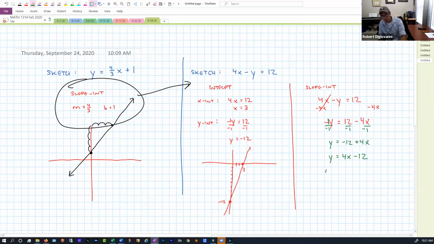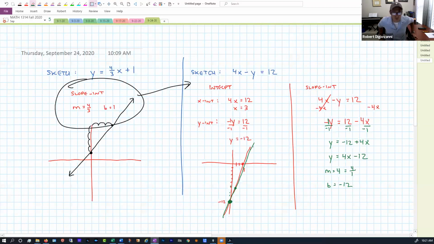And so your slope is 4, which is the same as 4 over 1, so rise over run, and your y-intercept is negative 12. So what you do is you go to your graph. I'm going to just use the same graph here. I go down 12, that's my y-intercept, and then I go up 4, 1, 2, 3, 4, and over 1, and that would give me a dot here, and I would have the same line.